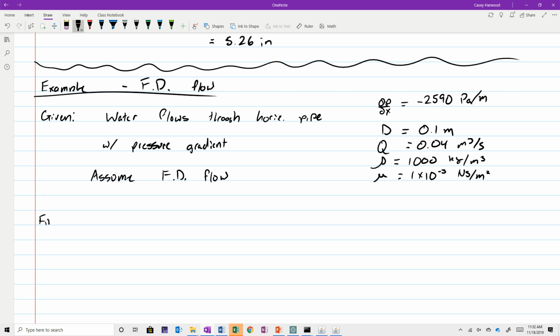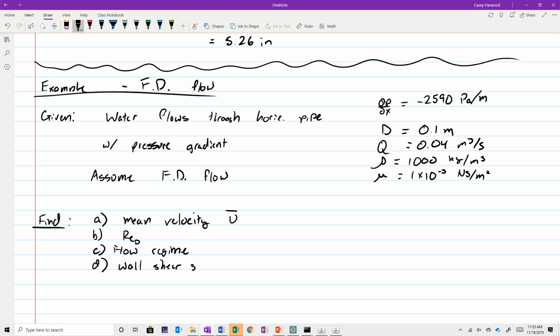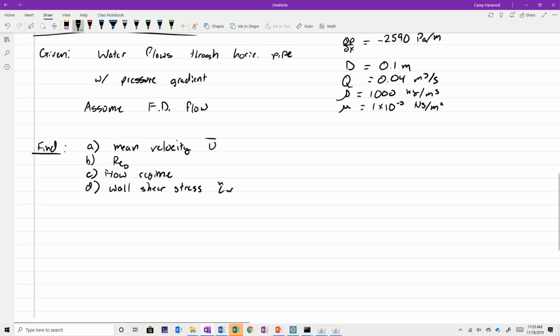So a few things to find here. First, the mean velocity of the flow through the pipe, we'll call this U bar. The Reynolds number, the flow regime, and finally, what is the wall shear stress, tau W. So going through these one at a time.